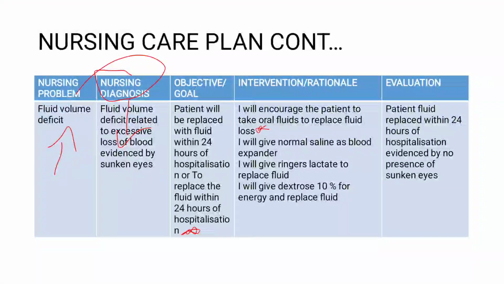In terms of interventions, you can say I will encourage the patient to take oral fluids to replace lost fluids in blood. The other point, you can say I'll administer IV fluids such as normal saline as a blood expander. You can also give Ringer's lactate 5 ml per kg body weight to replace electrolytes. You can also give dextrose 10% for energy and also replace fluids. You can also just give copious fluids as well.